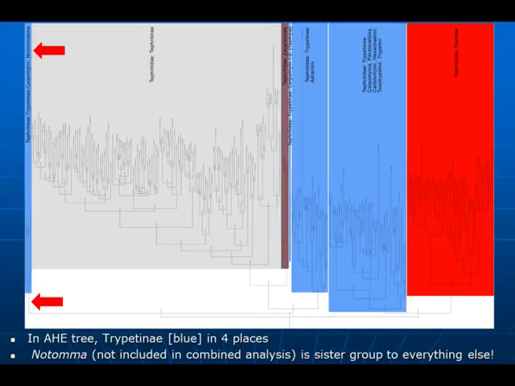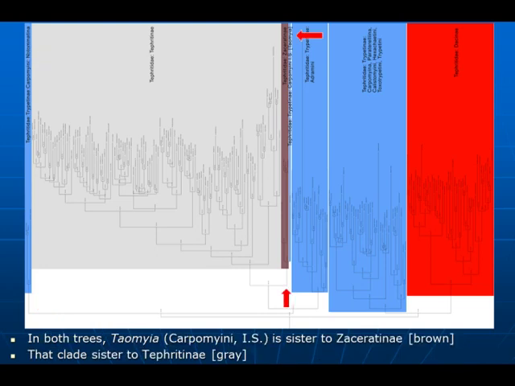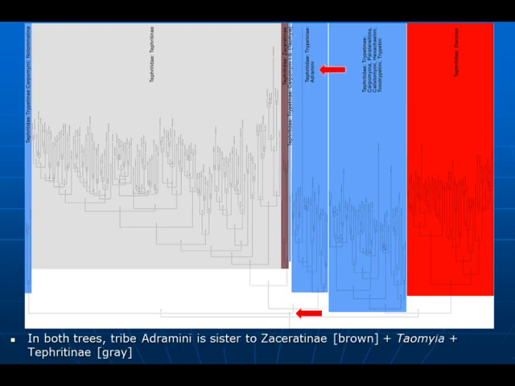In the AHE tree, this was a big surprise to me at least. The genus Natoma came out as a sister group to everything else. In both trees, Theomaya is the sister to the Zaceratinae, and that clade in turn is sister to the Tephritidae. In both trees, the tribe Adramini of the Tripetinae is sister to the Zaceratinae plus Theomaya plus Tephritidae.